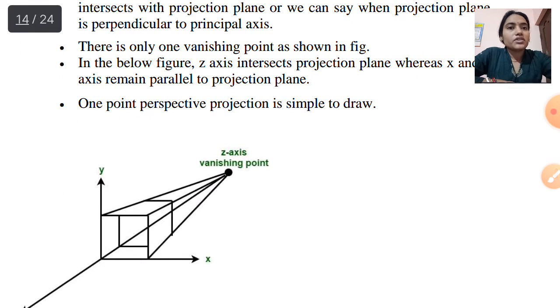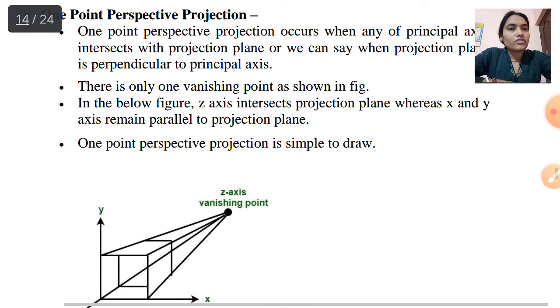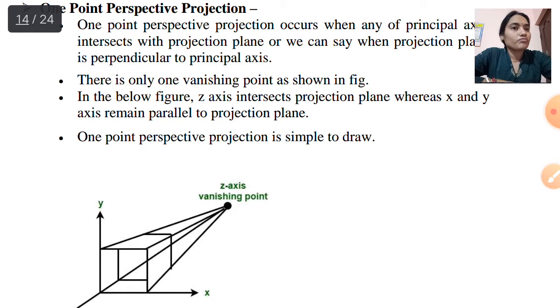In this figure, all the lines intersect at a point, which is the z axis vanishing point. In the figure below, the z axis intersects the projection plane, where the x and y axes remain parallel to the projection plane. The x axis and y axis remain the same, but in the z axis all the lines intersect at the projection point, or meet at the vanishing point. So this is known as 1 point perspective projection.